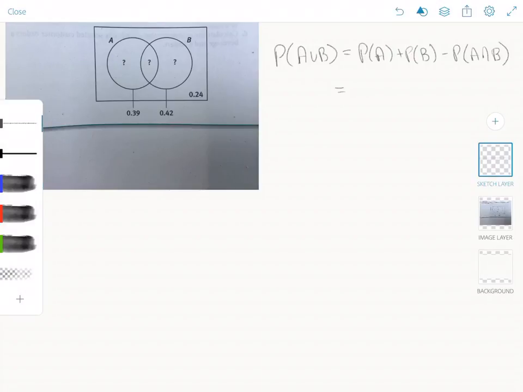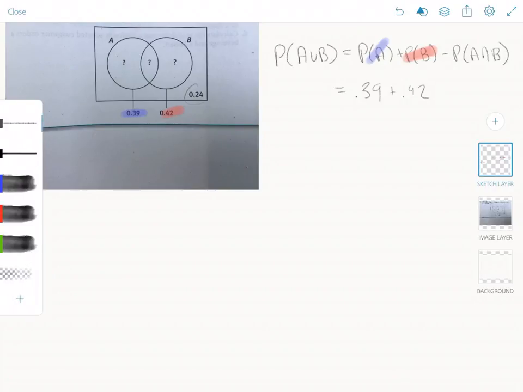We know that the probability of event A is 39% or 0.39, because that's given to us. We know the probability of event B is 42%, so plus 0.42, because that is given to us. Now what we don't know is the intersection, and we have to do a little bit of work to find the union.